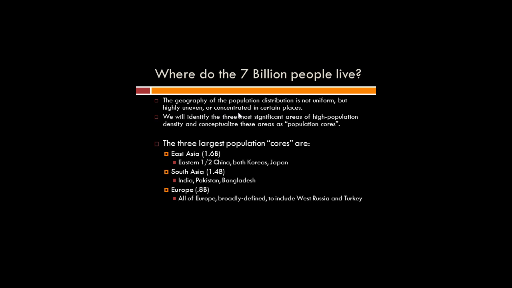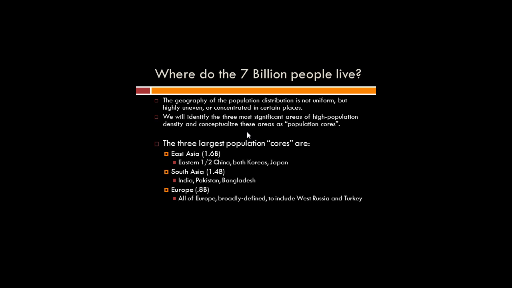The way that we're going to do this is we're going to identify the 3 most significant areas of high population density, and then we're going to call these areas, or conceptualize these areas, as population cores. So what we mean by a population core is an area, a region, that is also a formal region, that is characterized by consistently high population density.